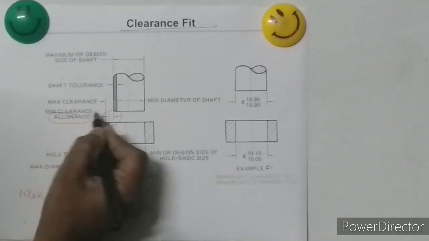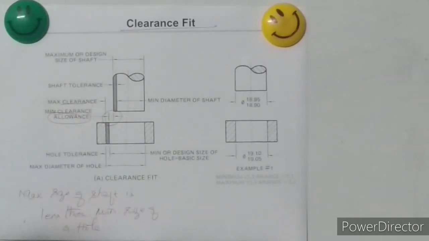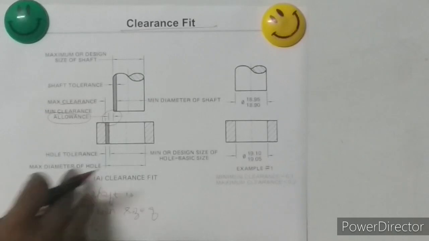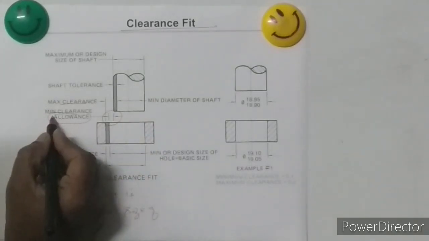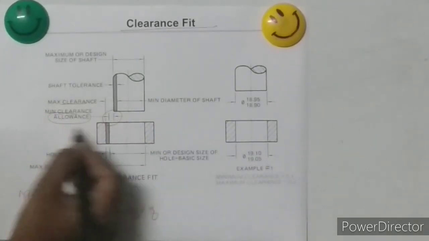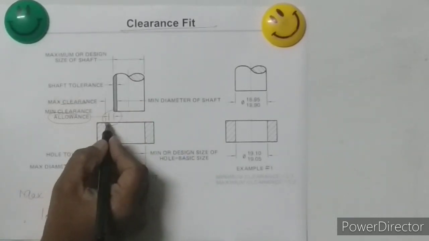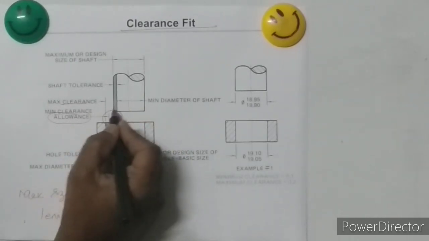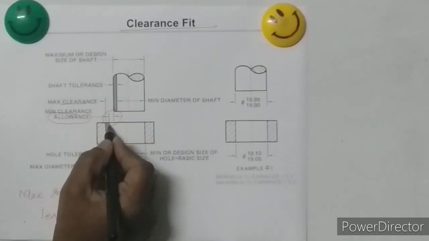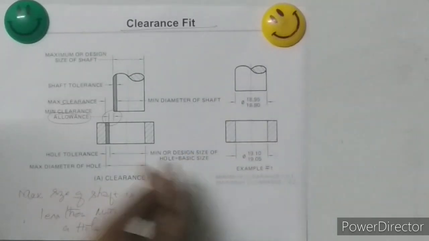What is called the minimum clearance allowance and maximum clearance allowance? The minimum clearance allowance is nothing but, as you can see here, the difference between the maximum size of the shaft and the minimum size of the hole. So let me repeat once again. It is the difference between the maximum size of the shaft and the minimum size of the hole. So let me see an example here.